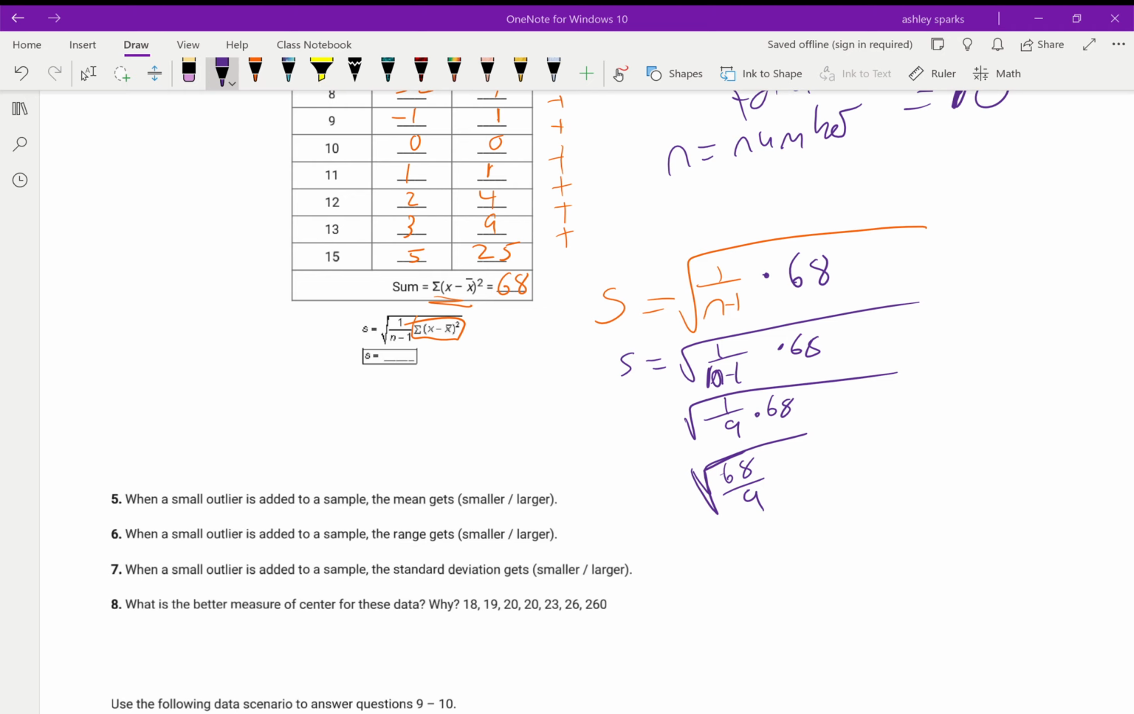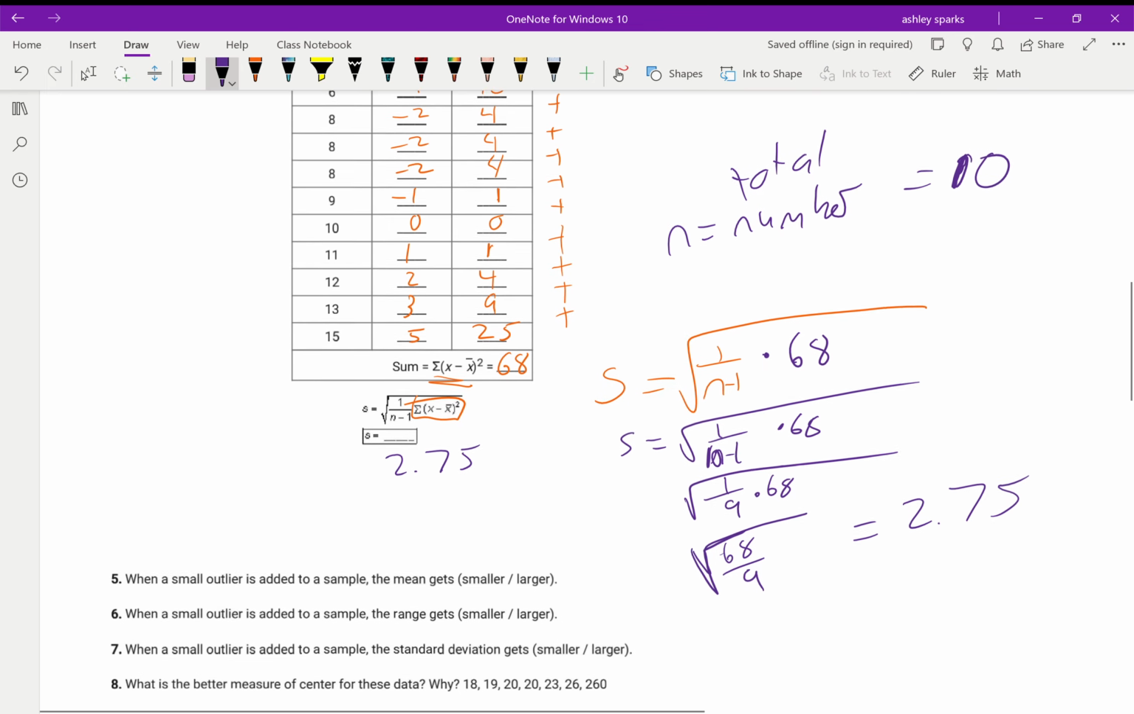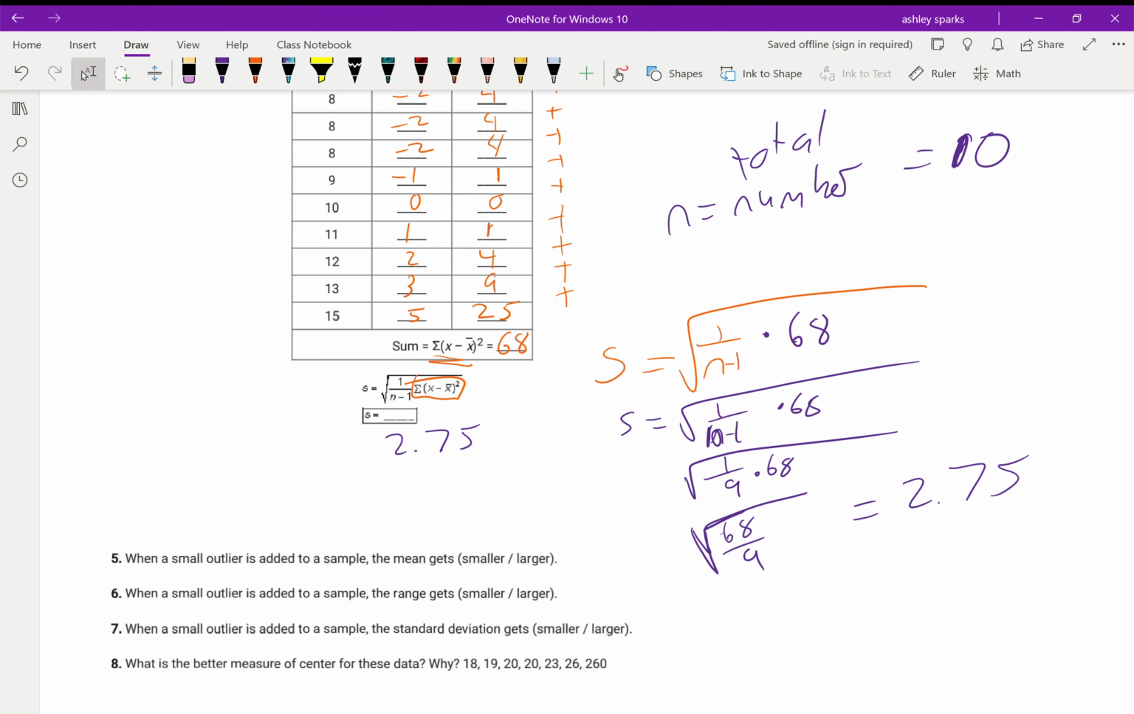When I put it in the calculator, I got 2.75 as our standard deviation, which means per game, I can expect her to be within about 3 points-ish of her mean, which is, what was the mean? Our mean was 10. So I'm expecting her to be between about 8 to 12 points on average for a game. Okay? And these are going into a little bit of definition.